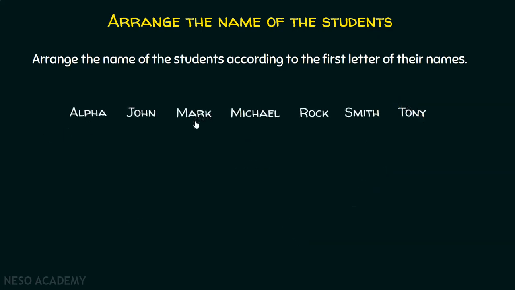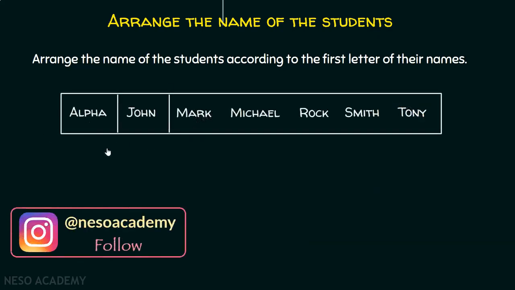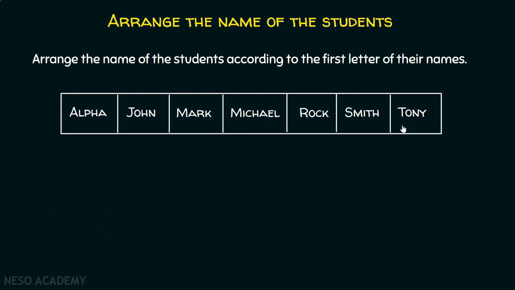And this is how the order looks like, right? Of course, the first name must be Alpha. Then we have John, then Mark, Michael, Rock, Smith, Tony. These are the names arranged in a sequential order according to the first letter of their names. Now my question is how to maintain this list in a memory, that is the actual memory.